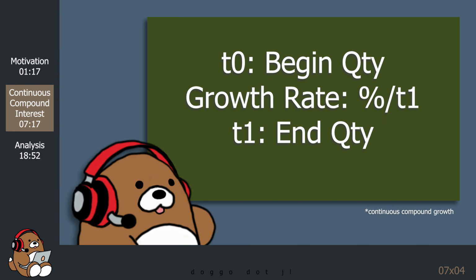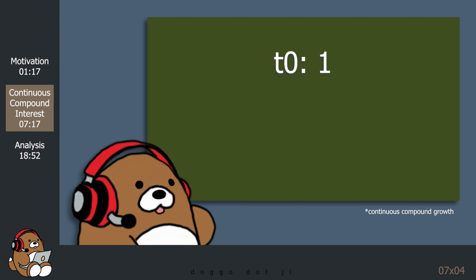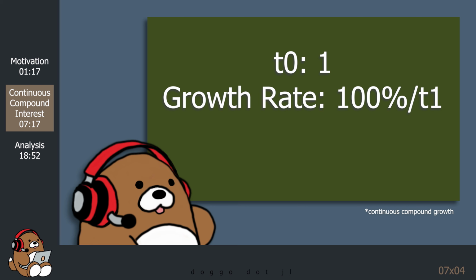So you can replace the beginning bank account balance with any beginning quantity at time 0. And you can replace the interest rate with any continuous growth rate per unit of time. So if you start with a beginning quantity of something of 1 at time 0, and that something is growing at a rate of 100% per unit of time, then the quantity of that something at time 1 will always be 2.718, regardless of what that thing is. Pretty wild, right?